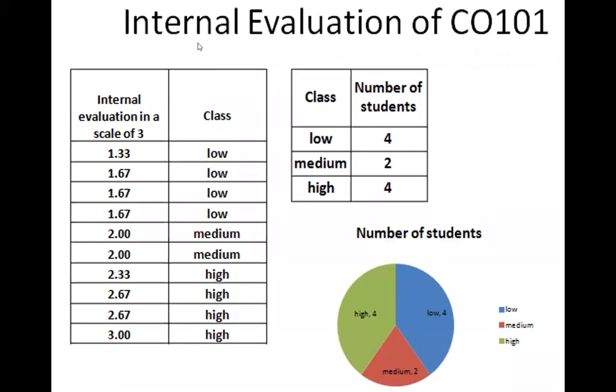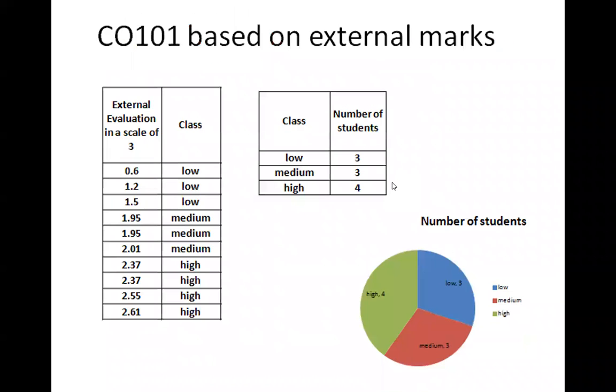Now the internal evaluation of CO 101. You can take the values obtained for each student. You can classify how many students are in the low range, medium range, and in the high range. And according to the new manual provided by NBA, if 80% of the students are in this value, you have attained the course outcome. If 70% of the students, you have to set a range also.